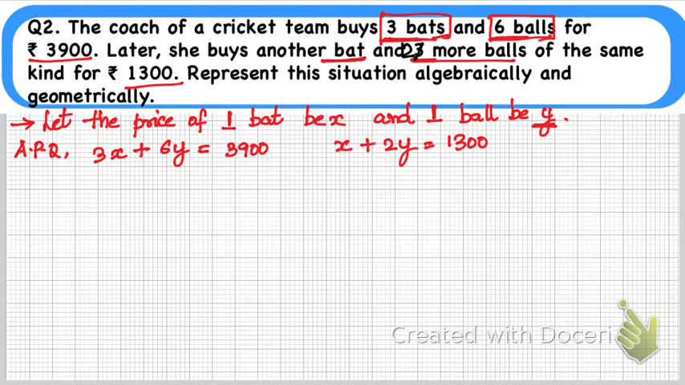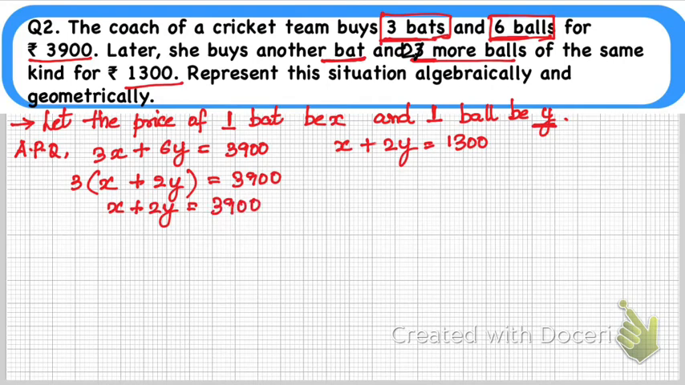Now, if you take 3 common from the first equation, you will get x plus 2y is equal to 3900 by 3. That will give you 1300. So you can write here x plus 2y is equal to 1300.